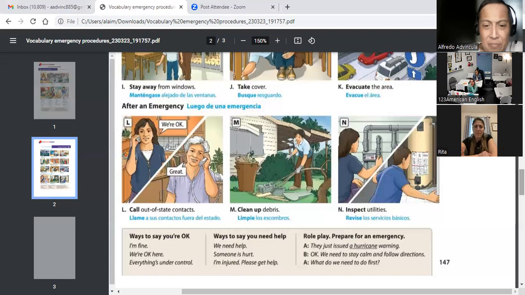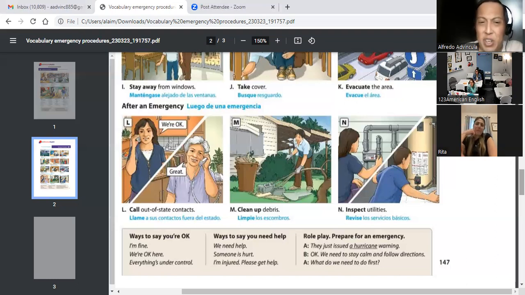Letter M is clean up debris. Debris. It looks like a French word. Yeah, originally it is, teacher. You're right, but here we don't pronounce the S. The S is silent. So it would just be debris. Escombros. Debris. Es francesa. Like croissant. Fiancé.